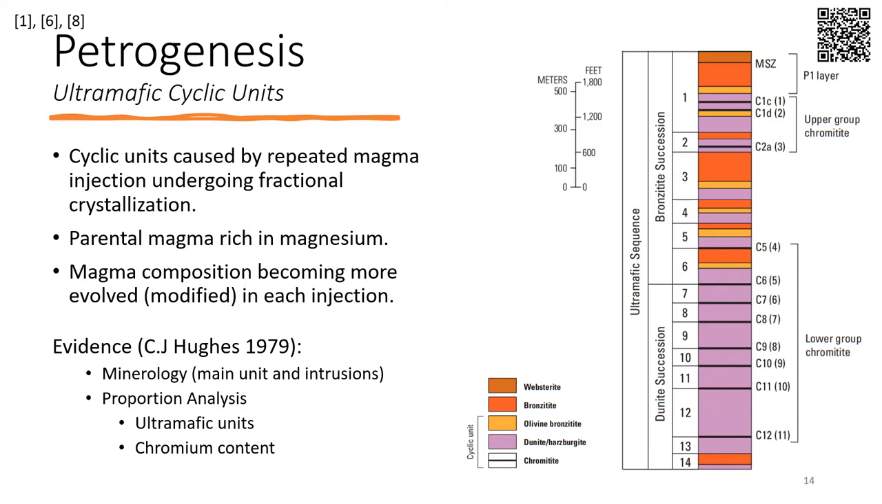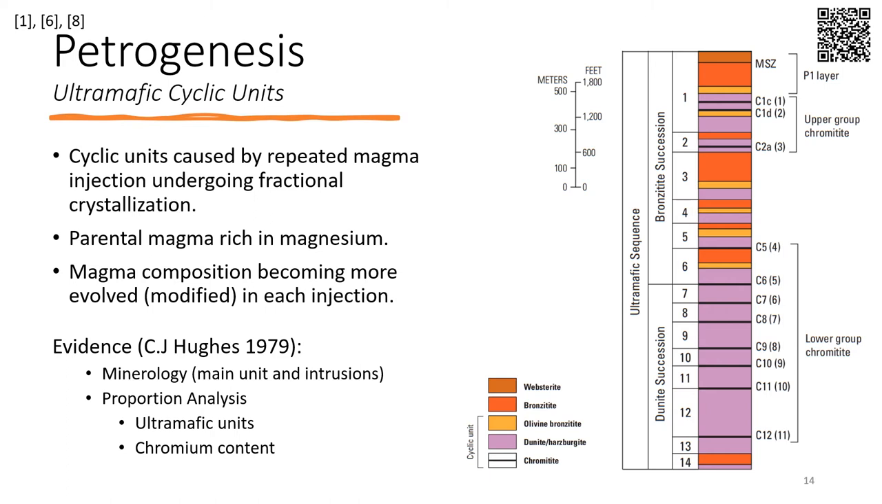Some of the evidence for this came from Hughes in 1979, looking at mineralogy as well as proportion analysis of the ultramafic units and the chromium content. A couple of other things this research revealed is that it was a parental magma rich in magnesium.